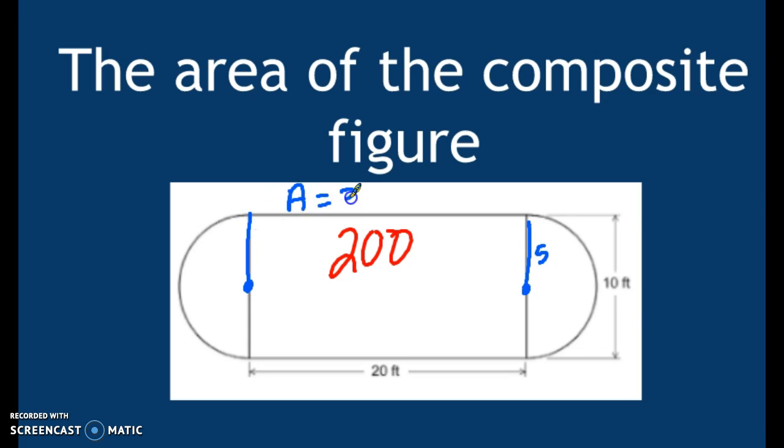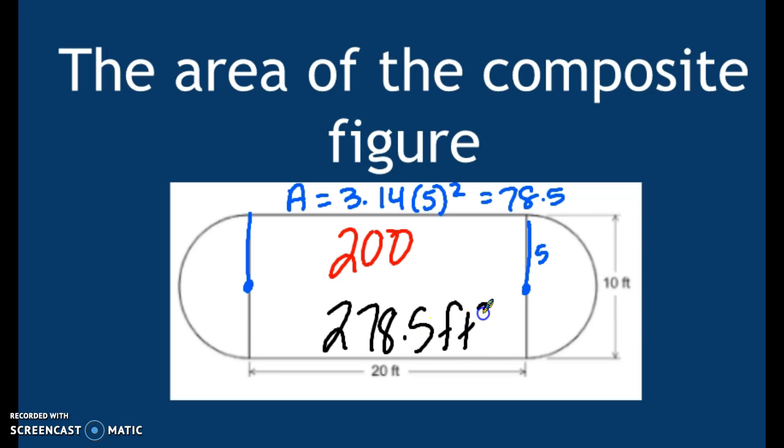So area equals 3.14 times the radius squared. 3.14 times 5 squared is 78.5. Because I have two semicircles with the same dimension, I do not have to divide this by 2. I can keep that number and just add the 200, and that's 278.5 square feet.